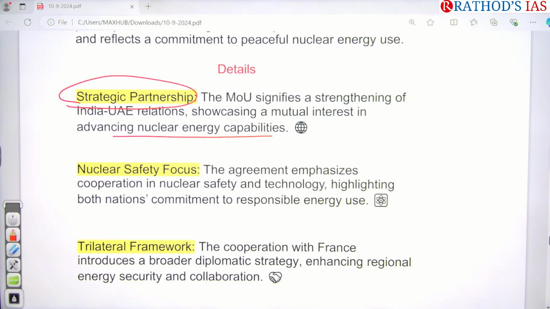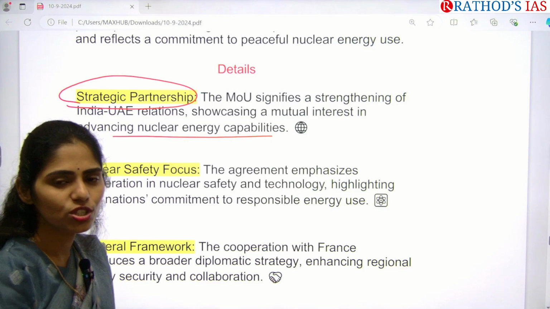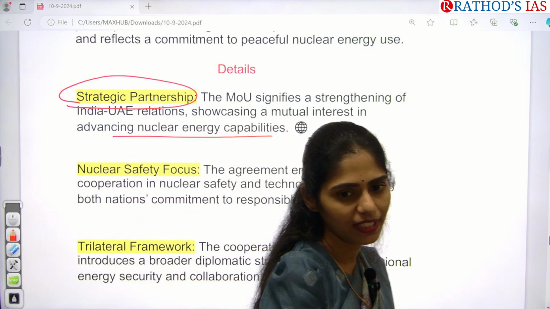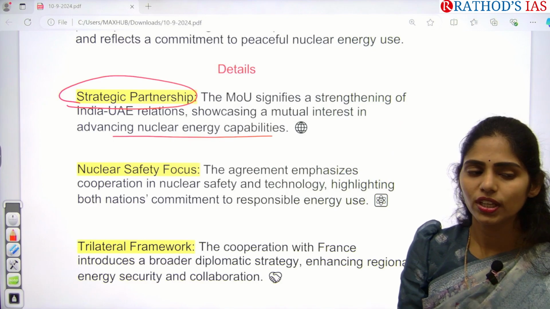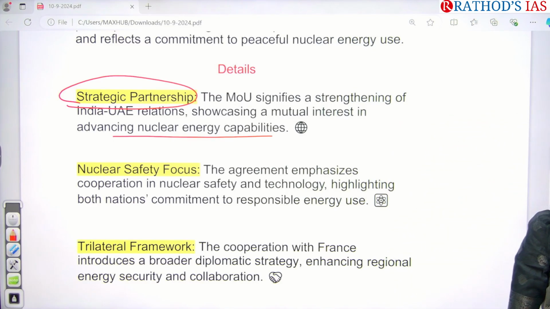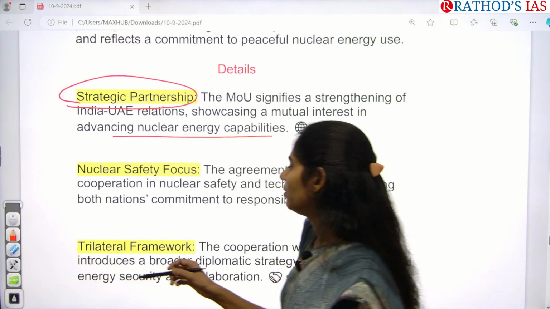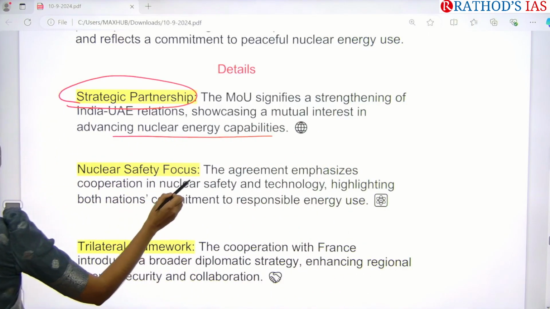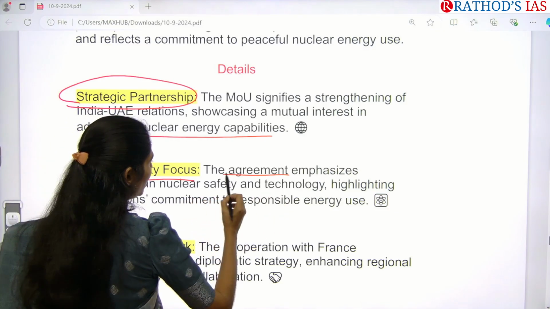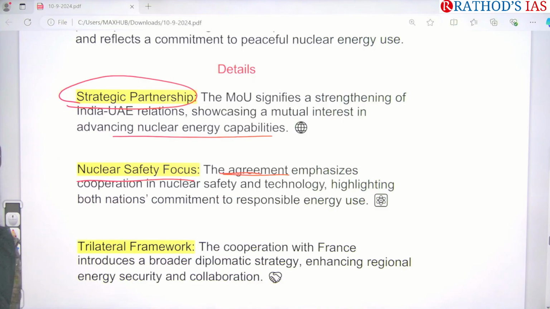and we also have thorium reserves, which is one of the nuclear fissile materials that we can use for nuclear plants. And we are focusing on nuclear safety as well. In this agreement we are focusing on nuclear safety as well as technology. Especially, this speaks about the commitment to responsible energy use.